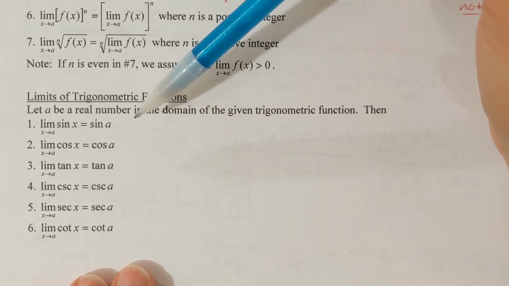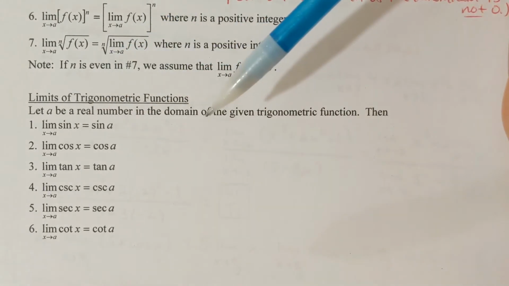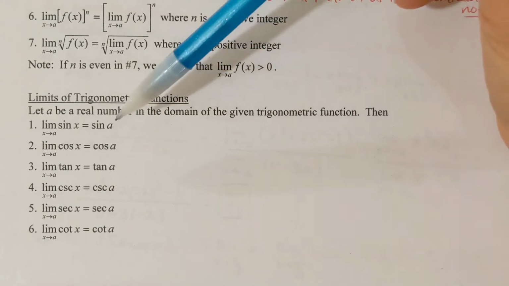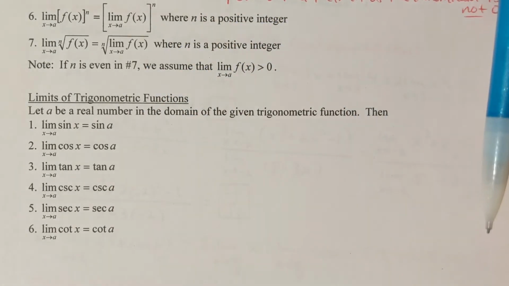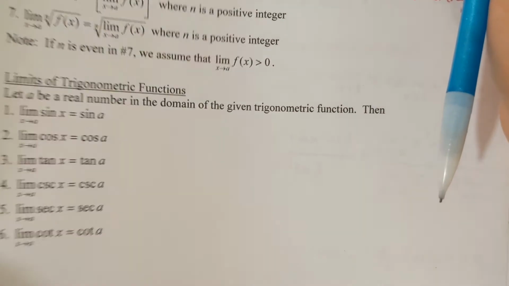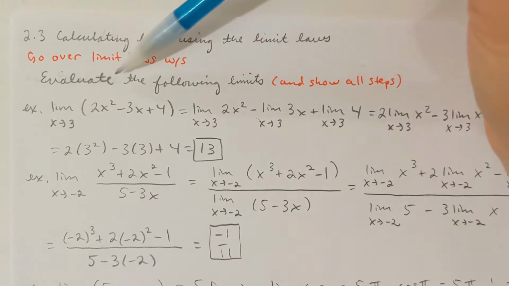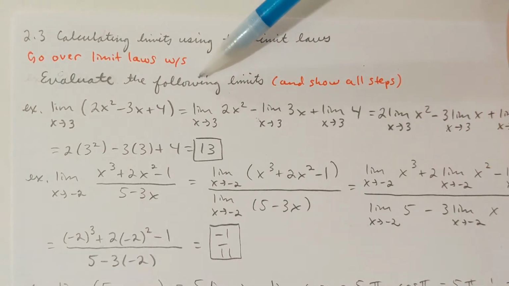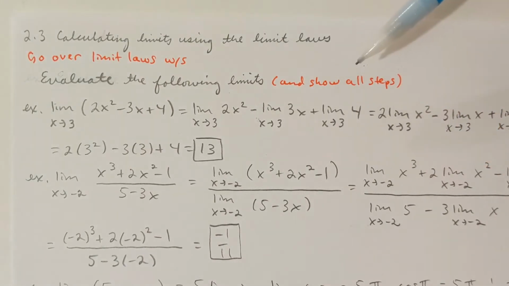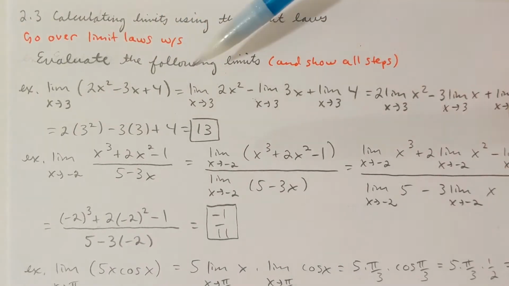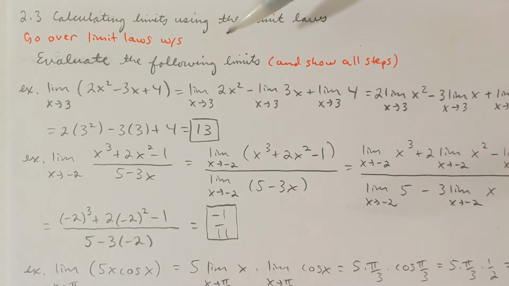As far as the trig functions, you can make a direct substitution if a is in the domain of the function. And of course, drop the limit notation whenever you directly substitute in a number. All right, so having said that, I want to get some practice evaluating limits, and I'll be showing all the steps in these at the moment. So let's take a look at my first example.